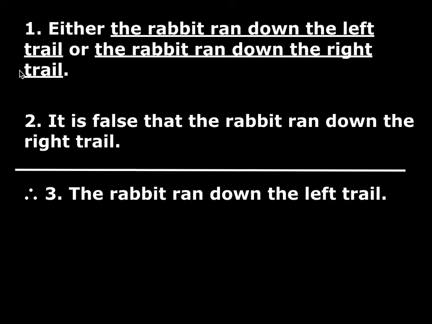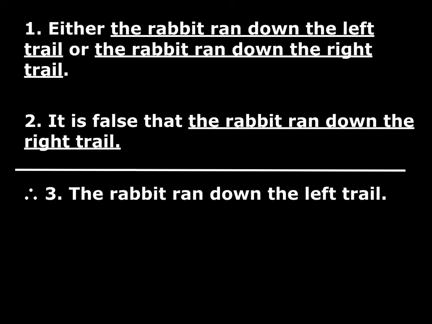I've underlined two parts of this. And you'll notice that the two parts I've underlined are themselves statements. The rabbit ran down the left trail. That by itself is a statement. That could be true or false. The second thing I underlined, the rabbit ran down the right trail, that is also a statement. So premise 1 is a compound statement. It has parts which are themselves statements, okay? And they're sort of put together with this either or. We'll talk about this in a minute, but this is an operator.